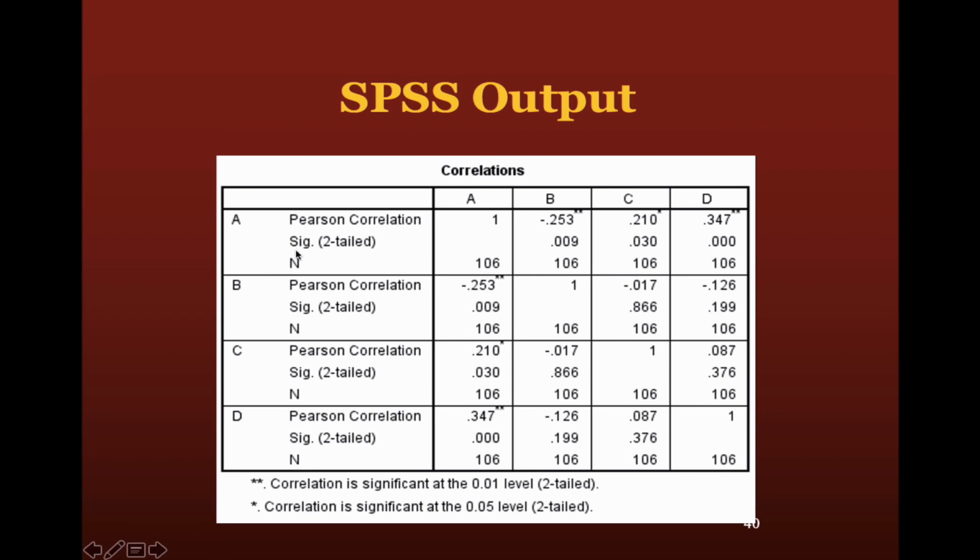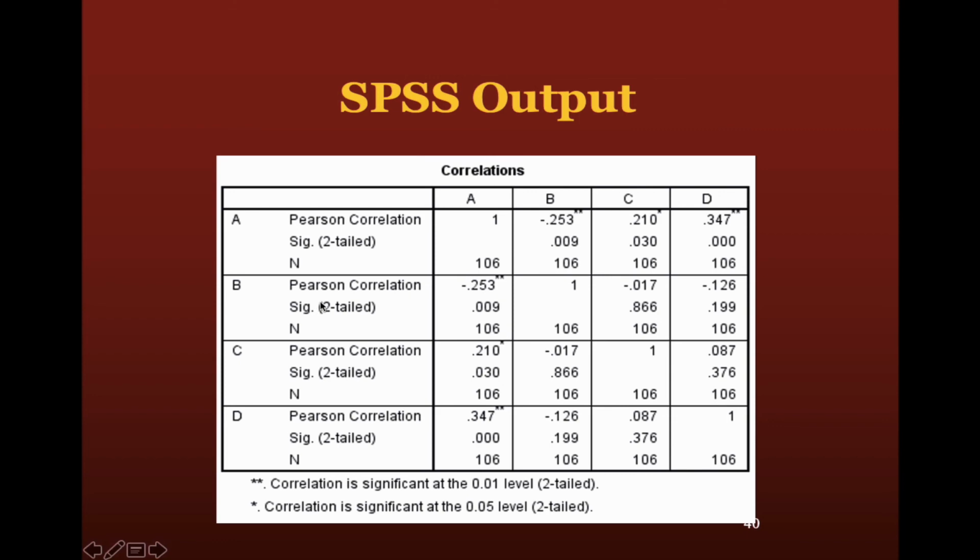So if you want to look at the correlation between A and B, we would go to row A, column B, and that gives us a correlation of negative 0.253. If you wanted to look at A and C, we would go to row A, column C, and that gives us a correlation of 0.210. And then A and D is 0.347.